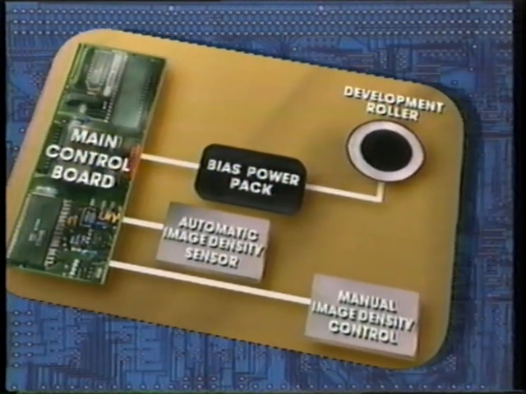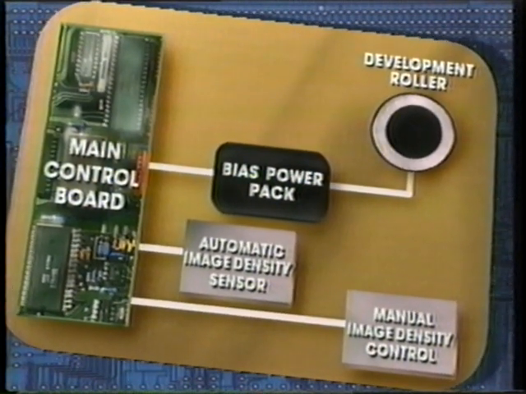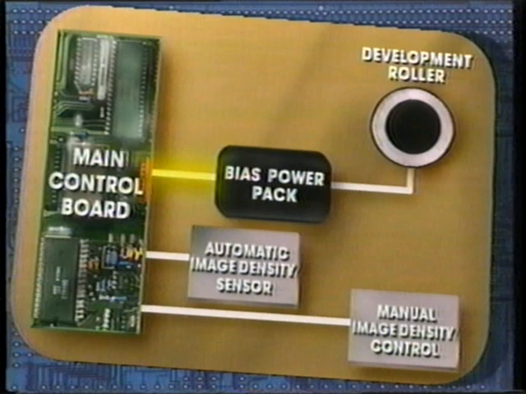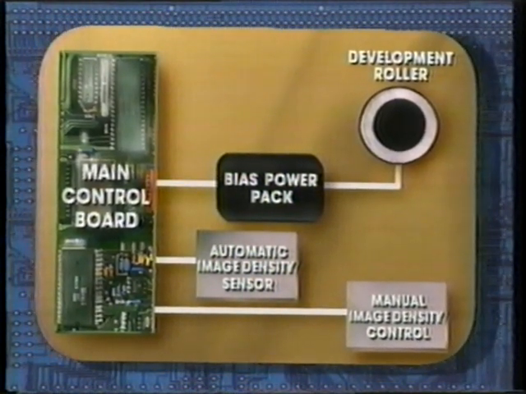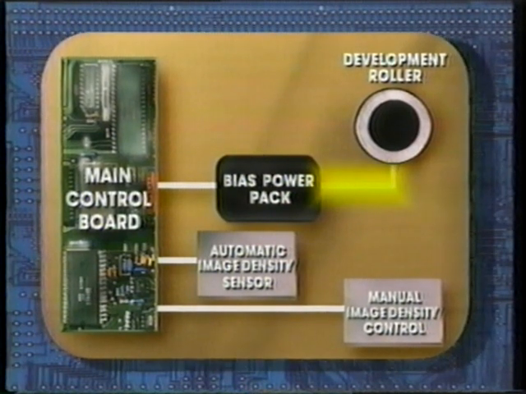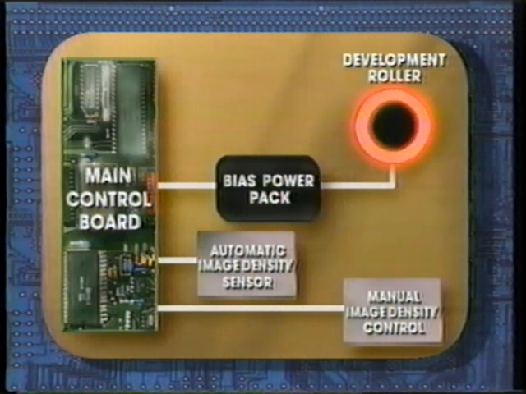In response to information from manual or automatic image density controls, the copier's main board sends a bias control signal to a high-voltage power pack. The power pack then produces a bias voltage that corresponds directly to the control signal. This voltage is applied to the outside of the development roller during the entire copy cycle. It creates enough electrical attraction on the roller to hold back a certain amount of toner during development.